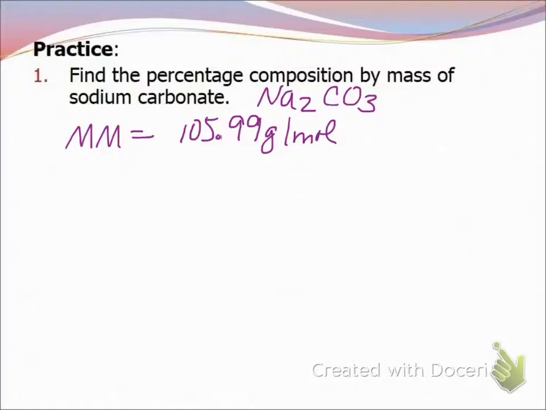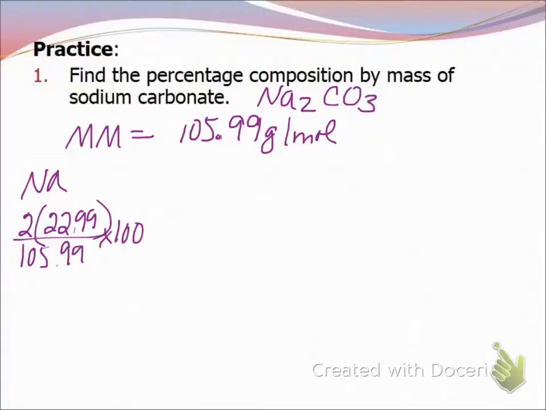So now we're going to find the percent for each one of those elements. So for sodium, I would do 2 times 22.99 divided by 105.99 times 100. So I would get, when I do that, 43.38. I hope someone's double checking me, because I have a bad habit of transposing numbers. Okay? Yeah, you're right.